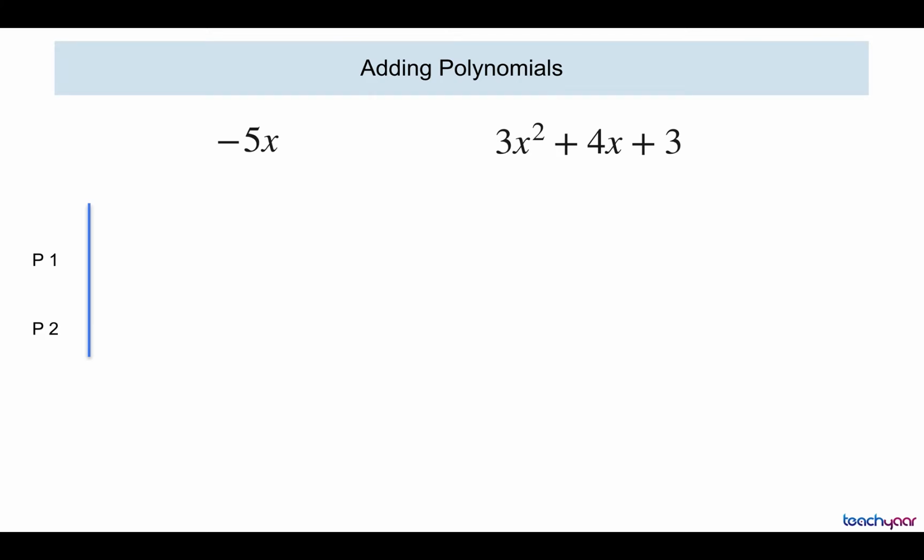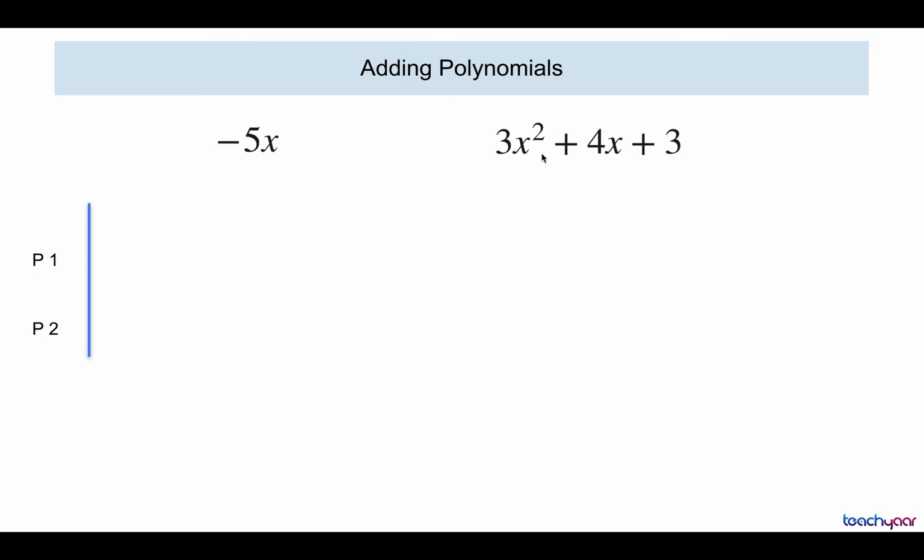It's very simple. P1 is polynomial 1, P2 is polynomial 2. You arrange the polynomials in a way that their like terms align together. And what do you mean by like terms? In this case, minus 5x and 4x are like terms, because if you take out the coefficient, the variable part of that term is the same. So those are like terms, right?